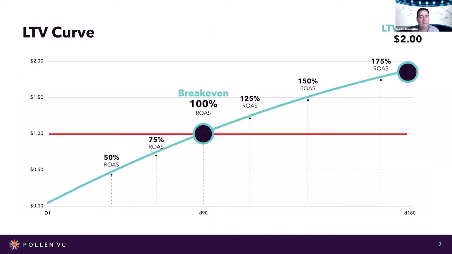Our business at Pollen is all about curves, right? So we care about gradients of lines and building curves and fitting curves and so on. And this is basically just an LTV curve where the key things we care about are when do I break even, and then how long does it take to achieve what kind of return on that. So it's all about curves, and again, it's something we love talking about.